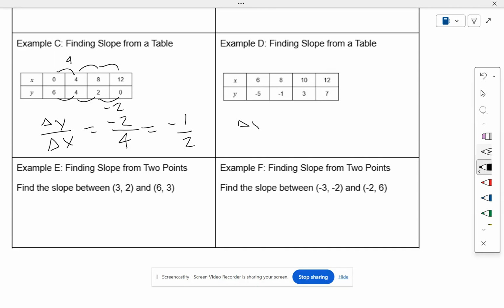If you take a look at example D, we can see that our x values are going up by 2, +2, and our y values are going up by 4. So change in y is 4, change in x is 2, and we're going to call that 2 over 1, or 2.